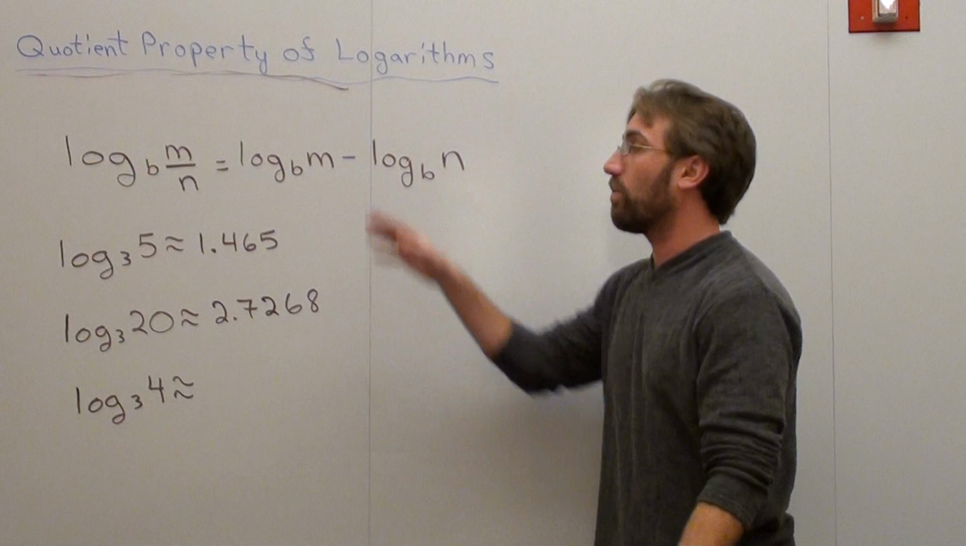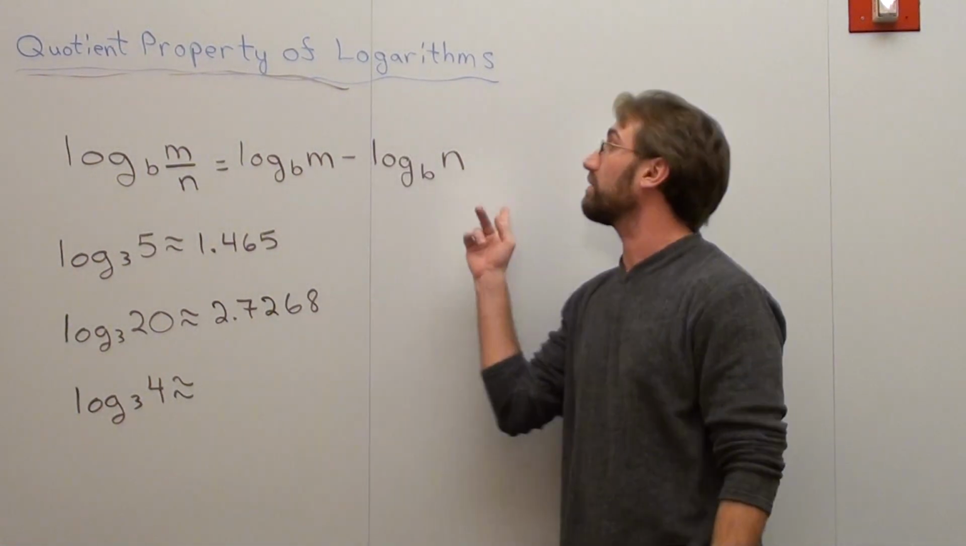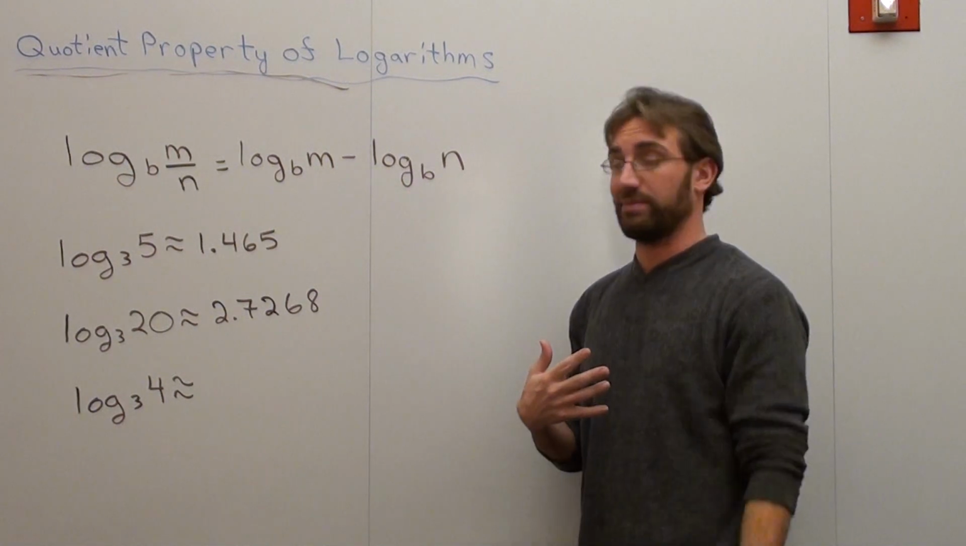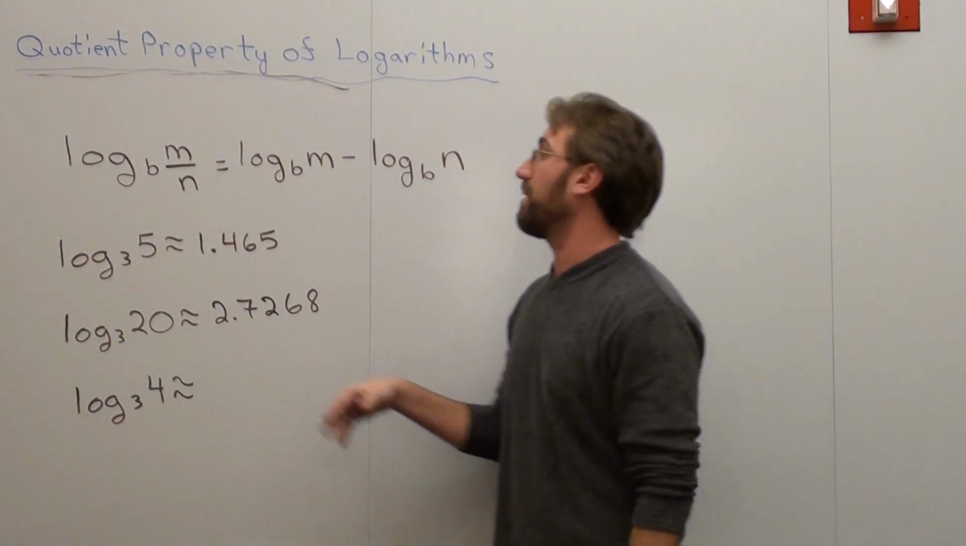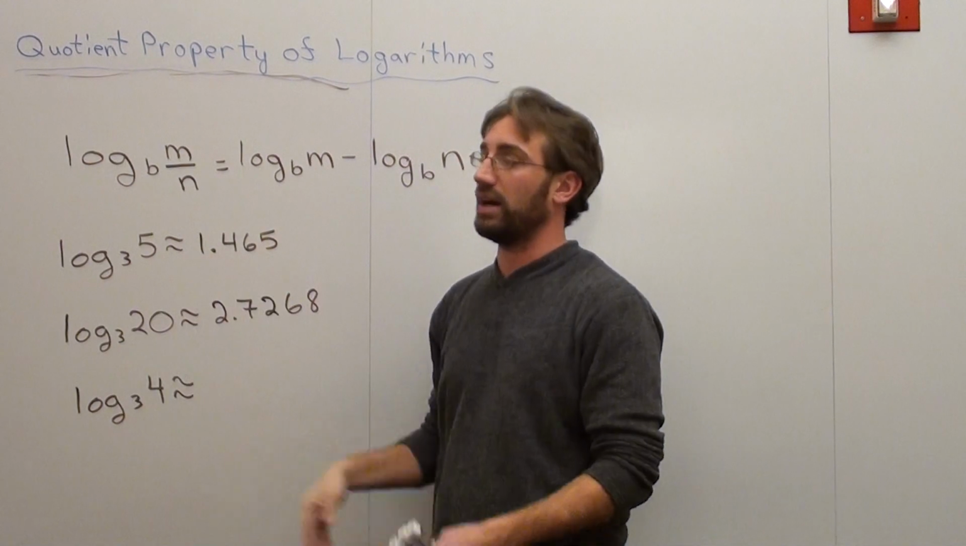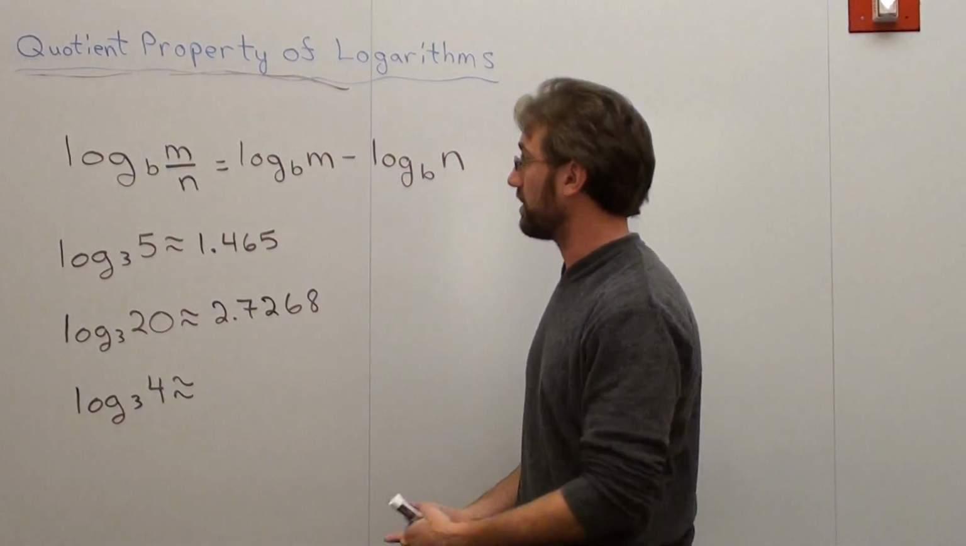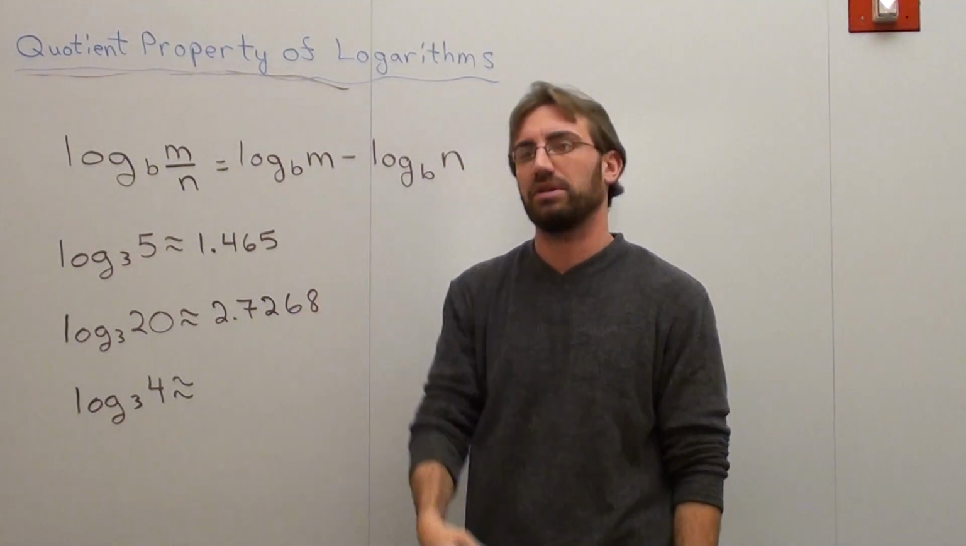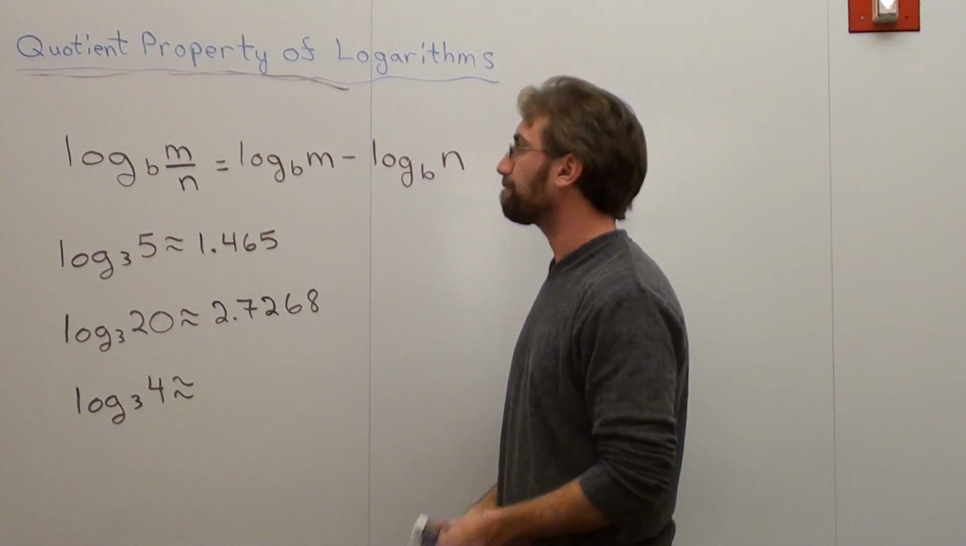Hello again. We're working with the quotient property of logarithms, and I went ahead and put the property down. I might not have prefaced it before, but I'll say it again. Basically, b, m, and n in all these properties have to be greater than 0, and b cannot be equal to 1. I know I've said that in the introductory video, but it never hurts to say it again.